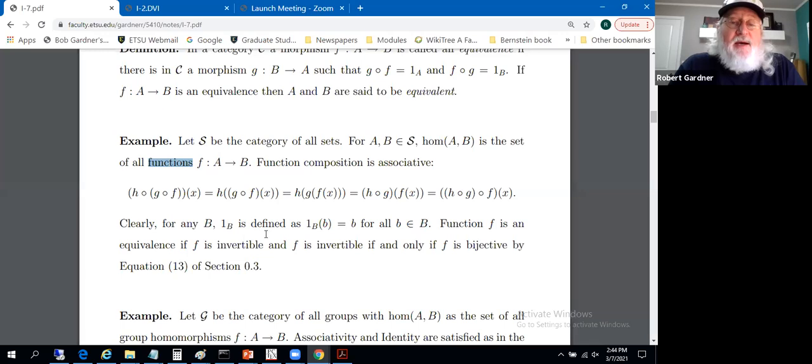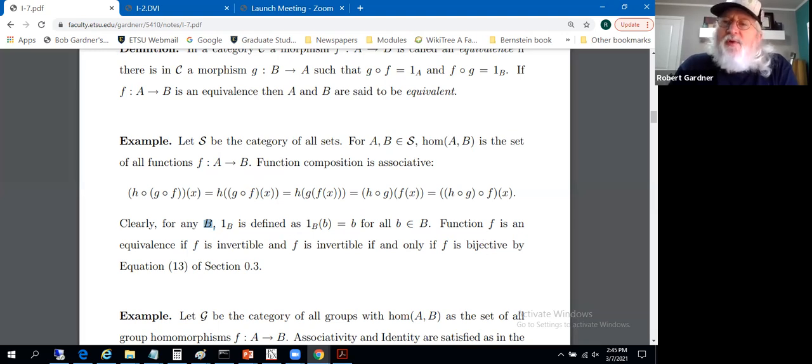We need the identity type stuff. If we take any object B, here B would be a set, we can define the 1 sub B morphism simply as the identity function on set B. That'll give you the identities, the 1 sub B's for any object B. And that'll give you the associativity you need. So we have composition of functions, composition of morphisms, and it satisfies the associativity and the 1 sub B property.